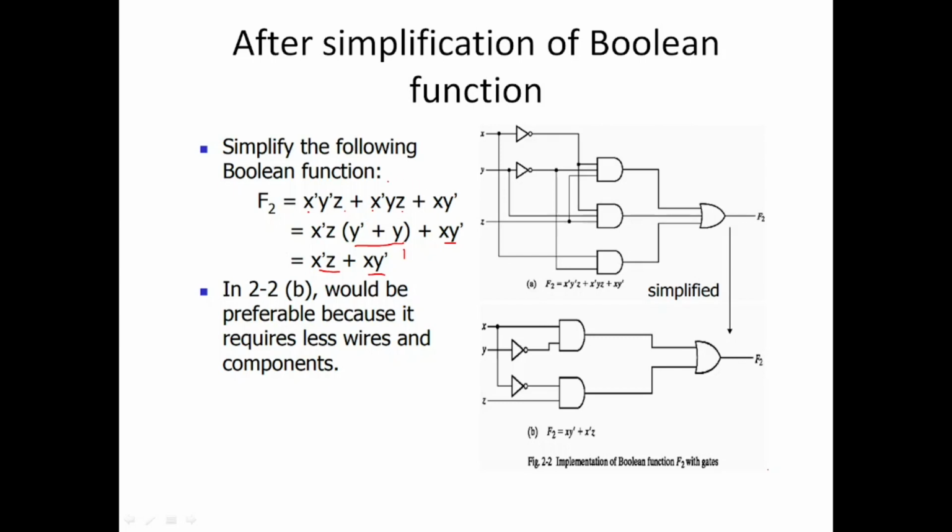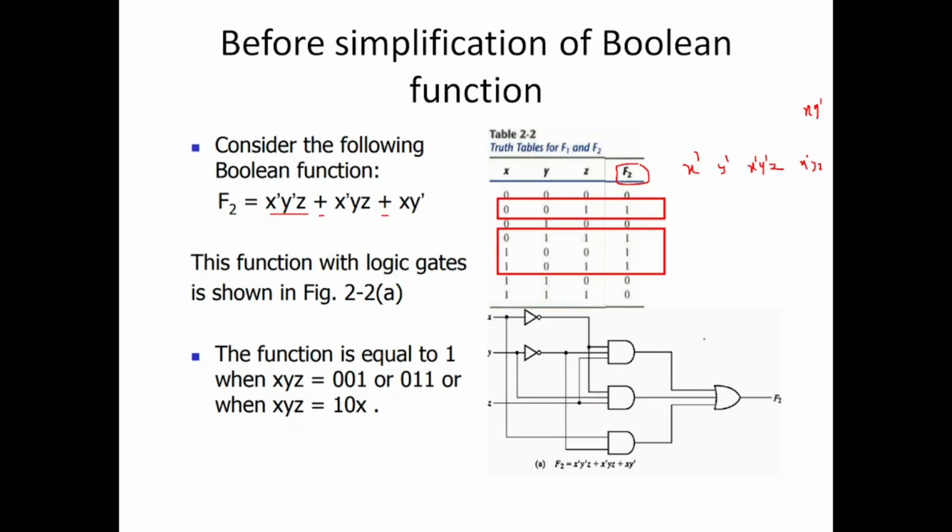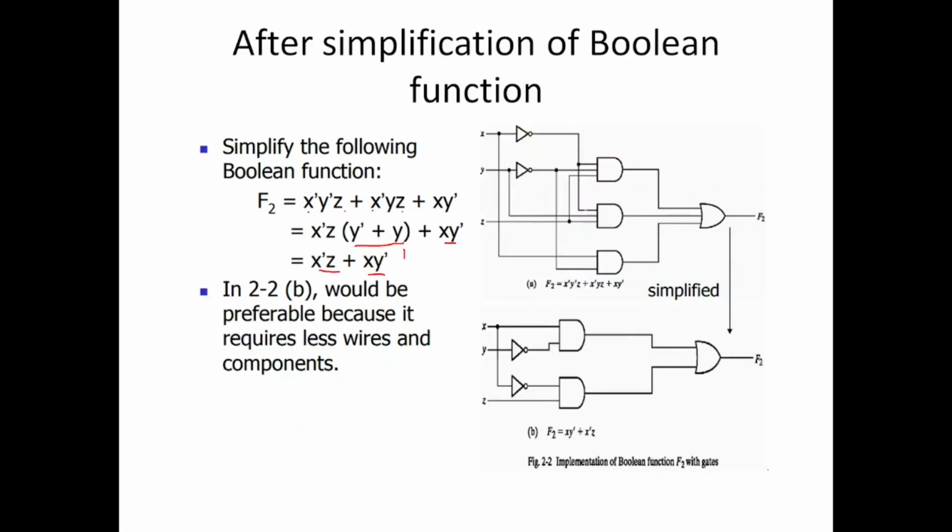So the usage of logic gates and the inputs to the gates are reduced here, right? So this is the actual diagram. In the previous slide we drew the circuit diagram for this Boolean function. This is the same as the previous slide. And for the simplified function the circuit diagram looks like this.